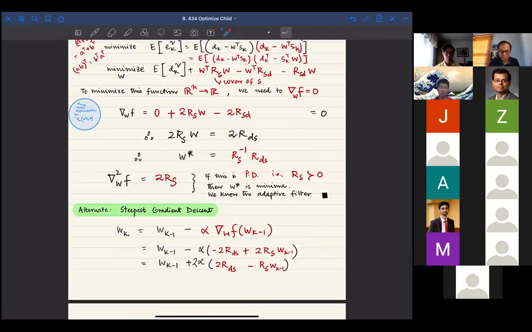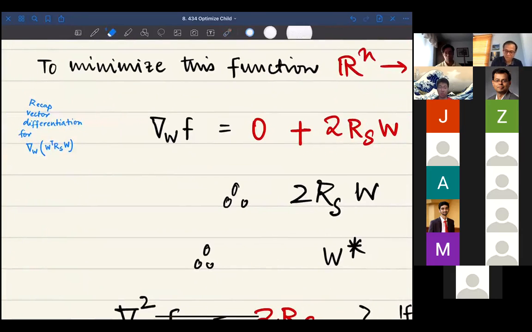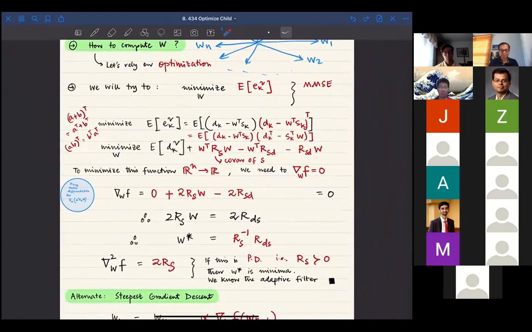So delta WF becomes, if you differentiate this with respect to W, that's 0. This becomes 2RSW, and this becomes 2RSD, because this W and this W, when you differentiate once, only the coefficient remains. And this is vector differentiation. So I hope you have seen vector differentiation in the past. If you have not, do look at it.